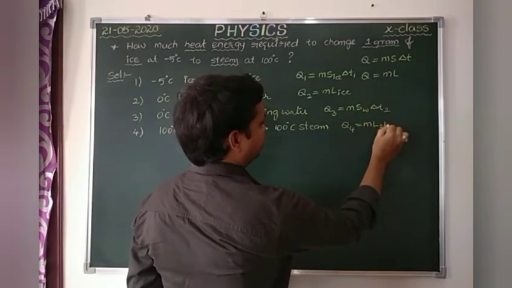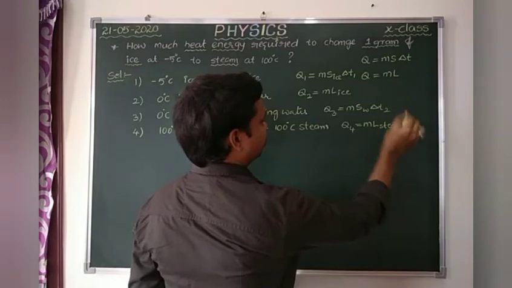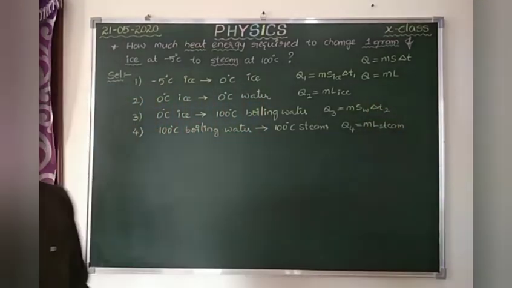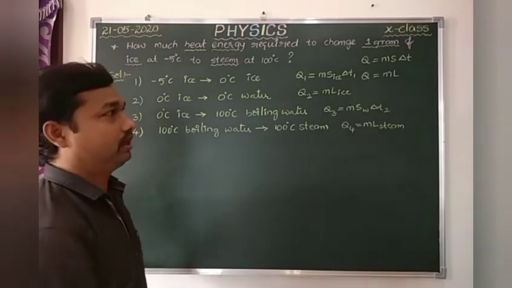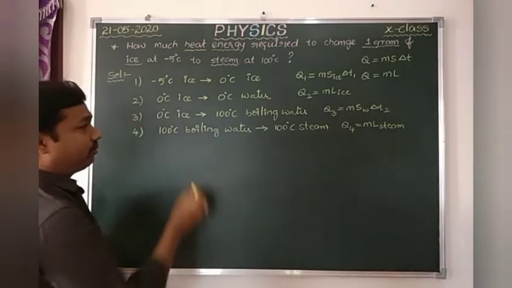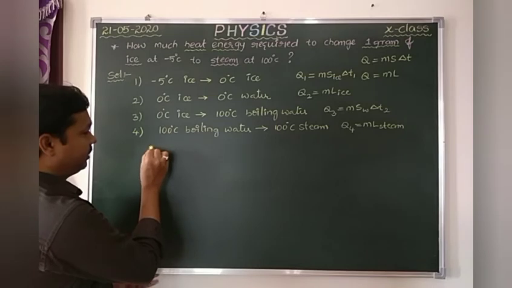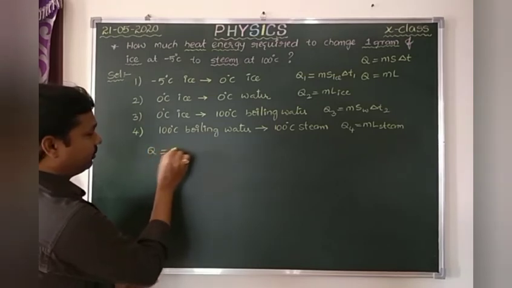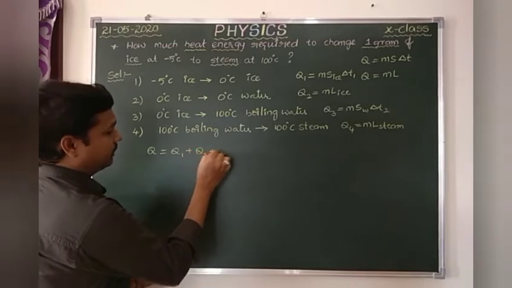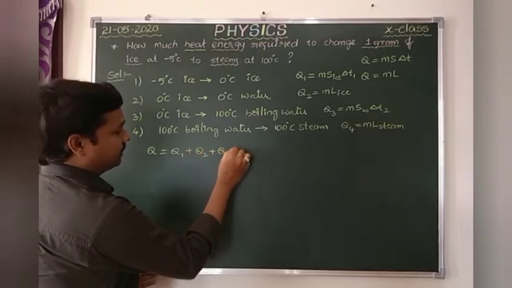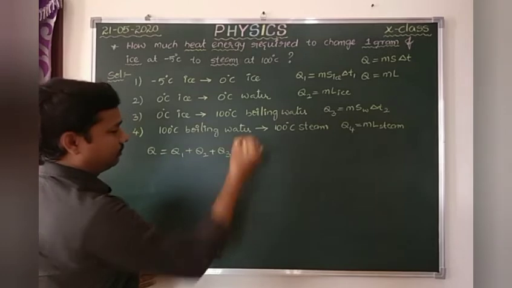ml steam. Okay, these are the main four formulas we are going to use to solve this problem. Right now, what is the total amount of heat energy required? Total amount, Q is equal to Q1 plus Q2 plus Q3 plus Q4.